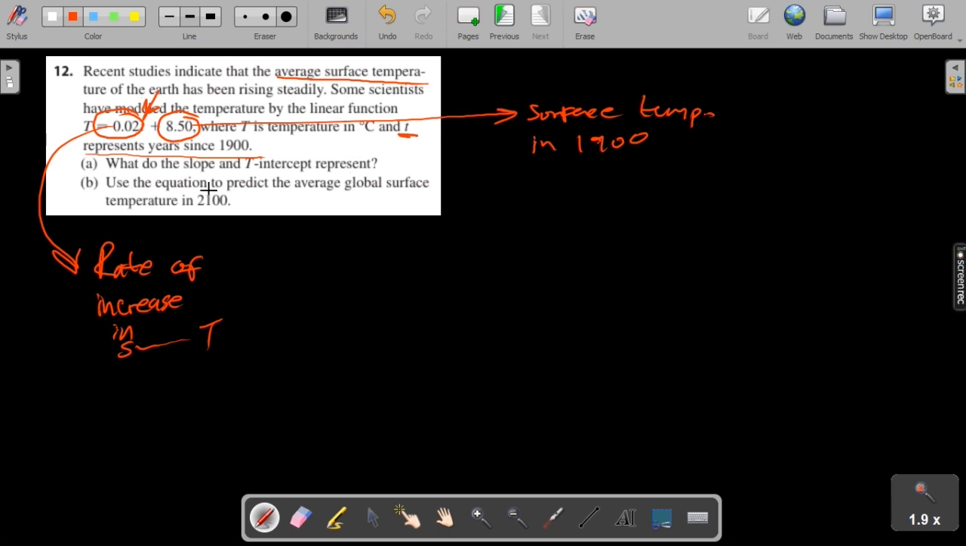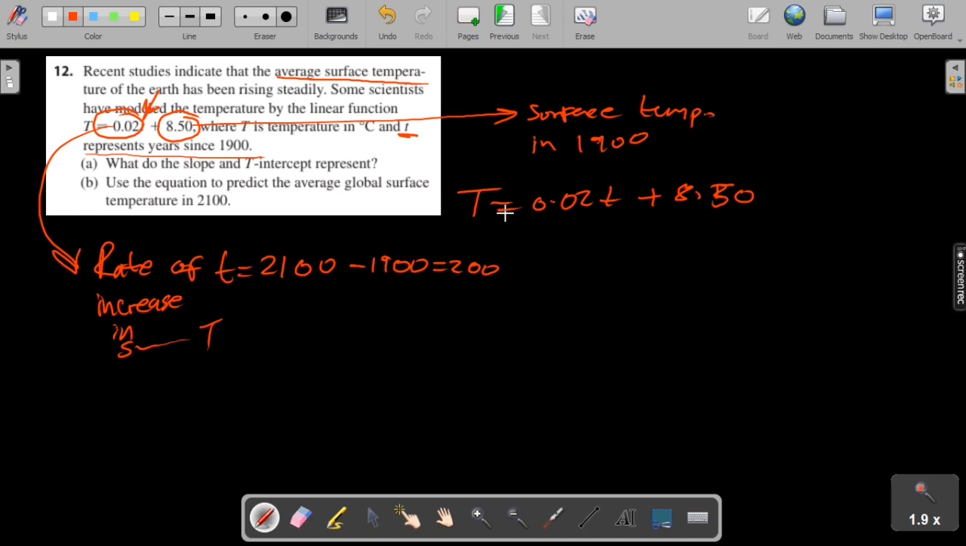The second one says, use the equation to predict the average global surface temperature in 2100. So this is our equation, and t is the number of years since 1900. So we're now in this year, and we're going to find the number of years since, so this is our t, so that's how you calculate the t. So the number of years since 1900, that gives you 200 years.